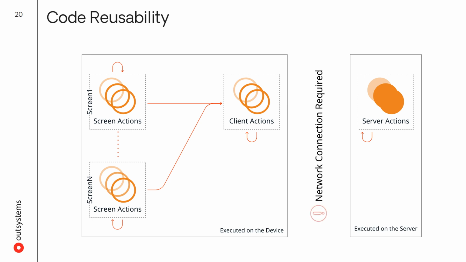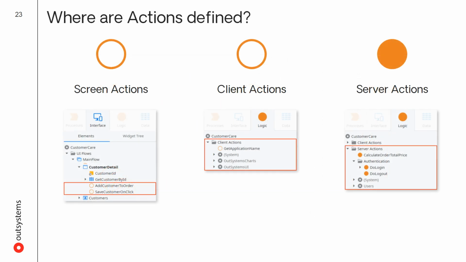This means that a network connection is required at runtime in order to call a server action from within a screen action, or to call a server action from within a client action. Each type of action is created in a different place. You create screen actions inside screens under the Interface tab, but you create client and server actions in the Logic tab, inside their respective folders.